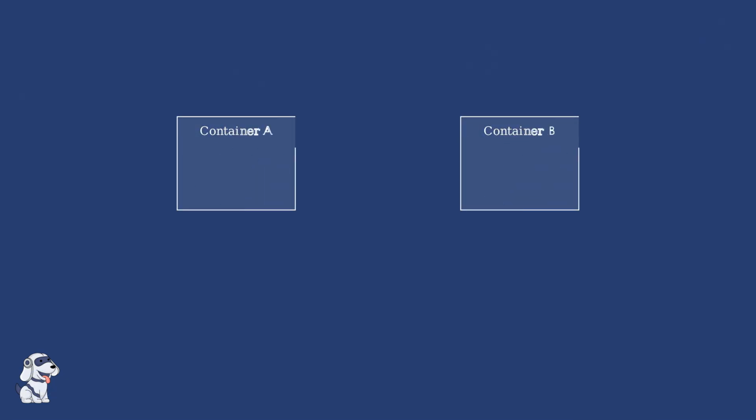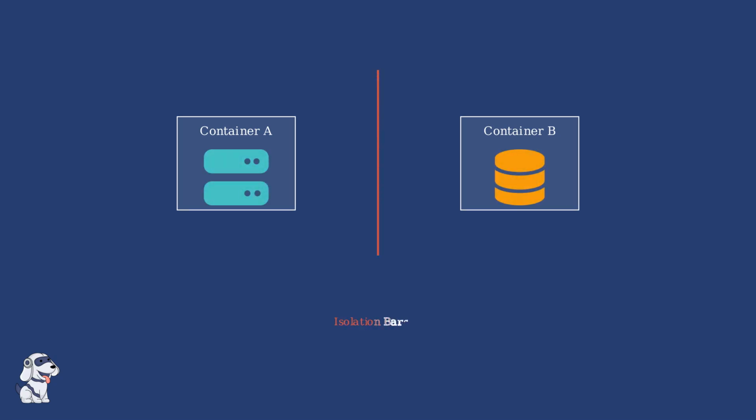Container isolation is one of the most critical aspects of modern containerization technology. Today, we'll explore why proper isolation is essential for security and what happens when it fails. Container isolation creates secure boundaries between running applications. Think of it like having separate apartments in a building. Each container gets its own private space that other containers cannot access.